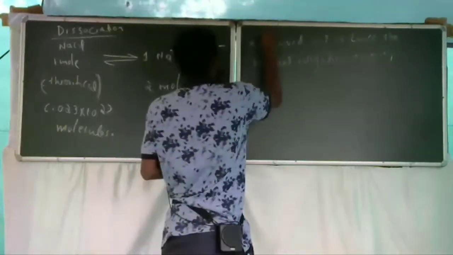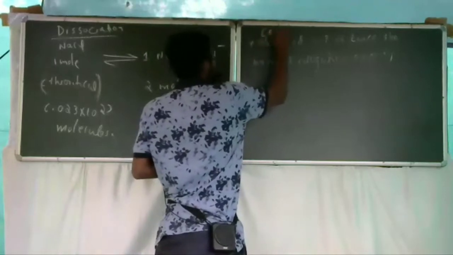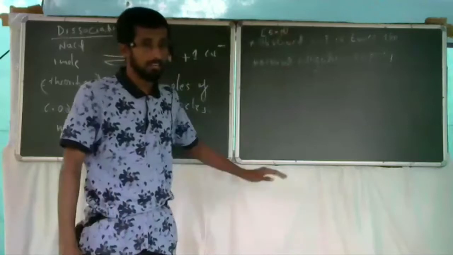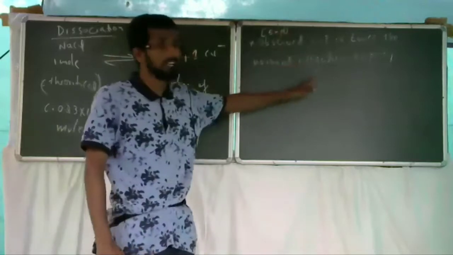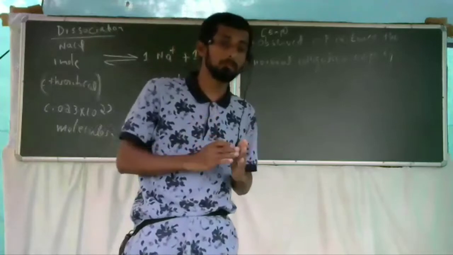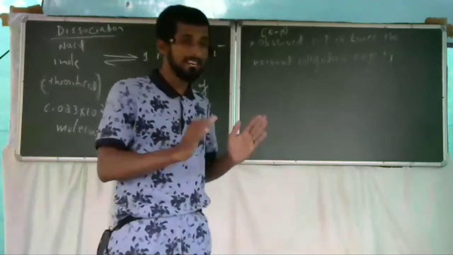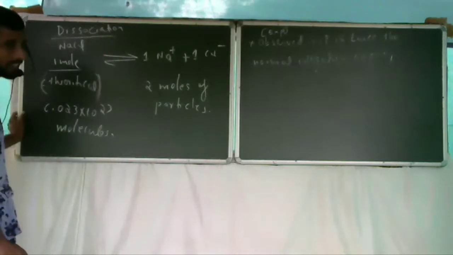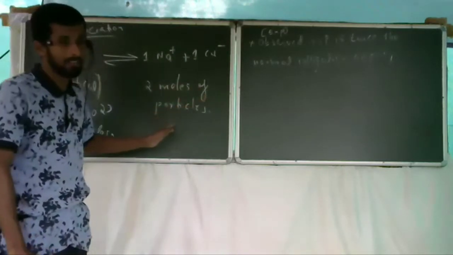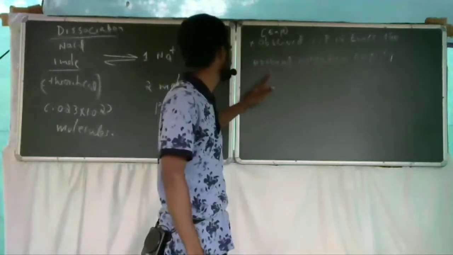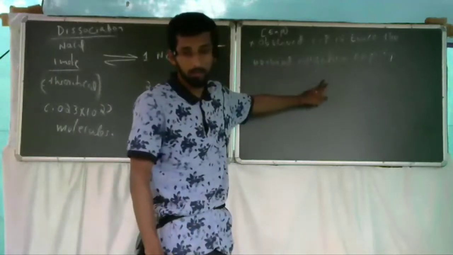Observed means experimentally calculated. The colligative property is the property which depends on the number of particles. Theoretically, how many particles do you have? Only 1 mole of particles, but experimentally we have 2 moles of particles. So clearly the observed colligative property is twice the normal colligative property.